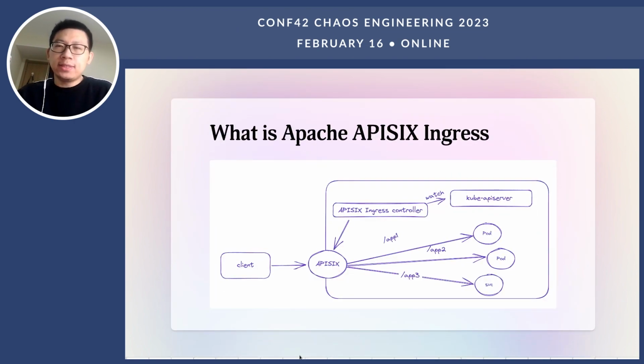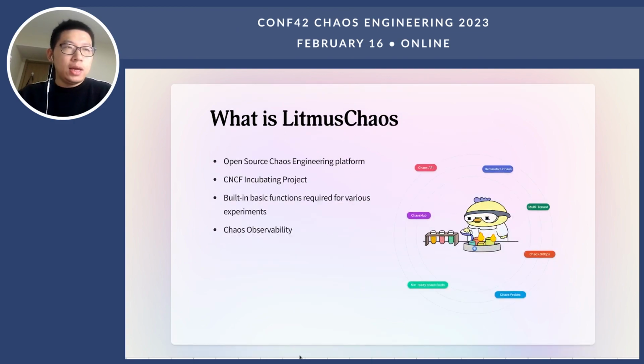Then, what is Litmus Chaos? Litmus Chaos is an open source chaos engineering framework and incubating project of the CNCF. It provides an infrastructure experimental framework to validate the stability of controllers and microservice architecture.